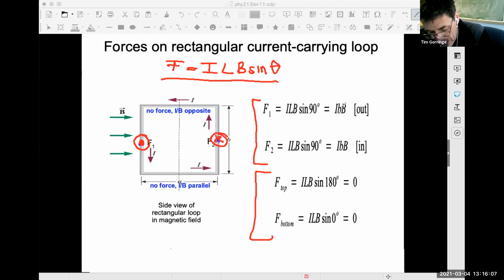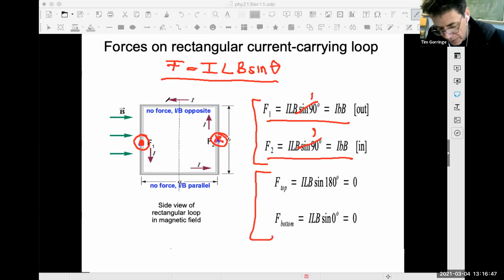And I could write down the sizes of those forces with my equation. That's what I did here. It's the current times the length of the wire times the magnetic field times the sine of the angle between the field and the current. That's 90 degrees in this geometry. So it's sine of 90 degrees. The sine of 90 degrees is 1. And so we just get simple equations for the forces on the left and right sides in this case. The magnitudes of the forces are just I little b times uppercase B. The lowercase b is just the height of the loop. The uppercase B is the magnetic field.